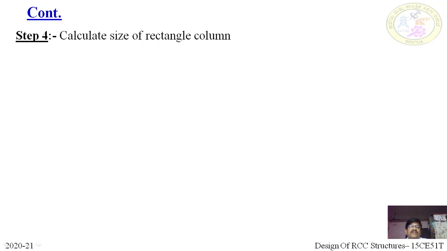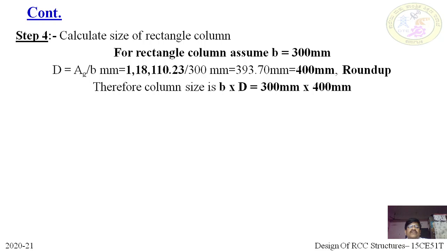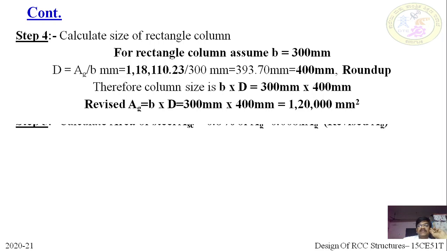The shape of the column is a rectangular column. For a rectangular column, assume B equal to 300. Therefore, D equal to Ag by B, that is 1,18,110.23 divided by 300, that is 393.7 millimeter, rounded up to 400 millimeter. Therefore, the size of column is B into D equal to 300 millimeter by 400 millimeter. Revised Ag equal to 300 into 400, which is 1,20,000 millimeter square.